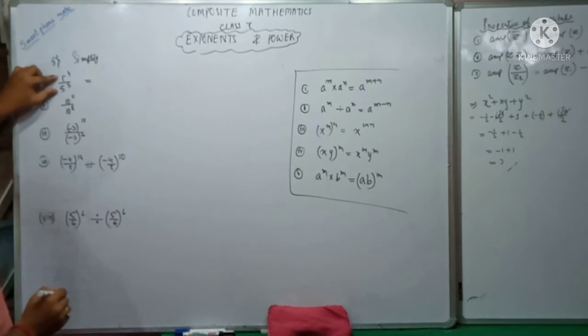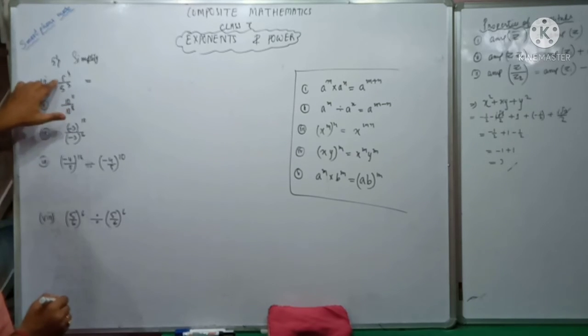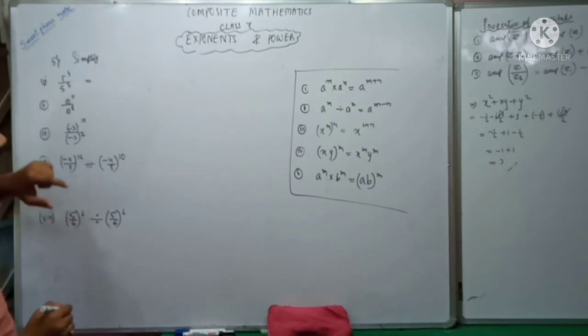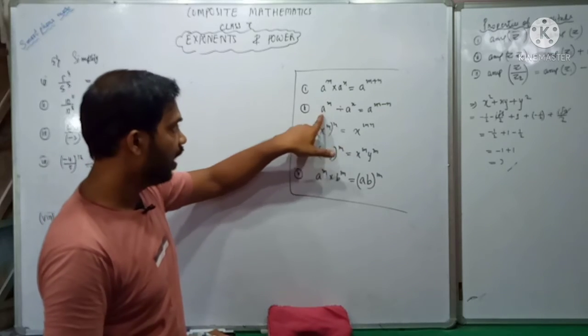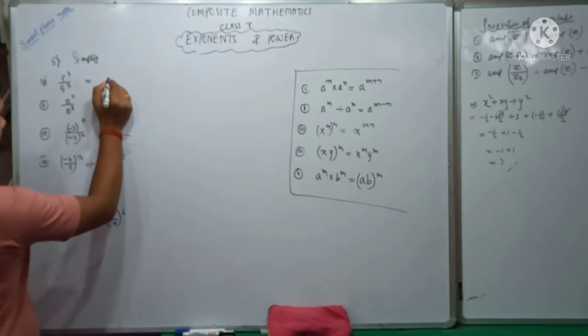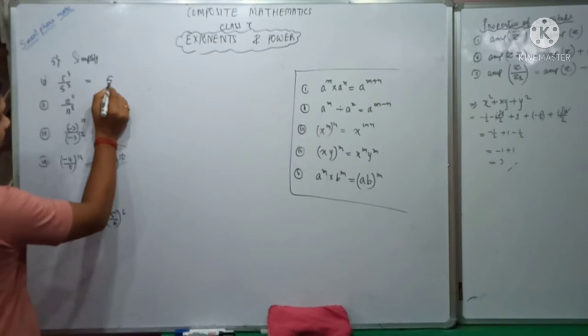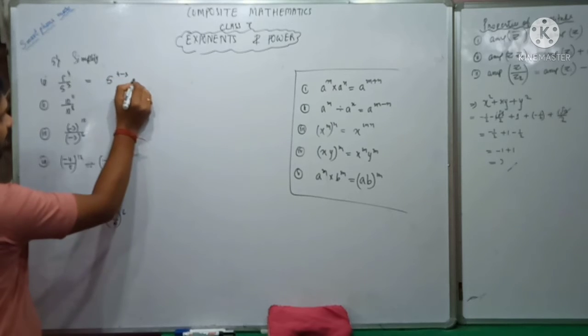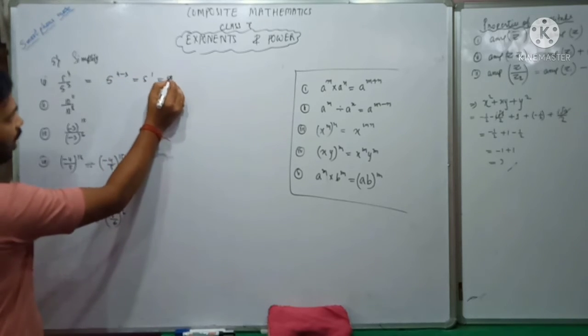You see, bases are same and divided. This is the divide sign. These are the bases. Bases are same and divided, then what will the power be? Subtracted. Okay, then the power will be subtracted. So we will write the base once and the power will be subtracted. So it is 5 power 1, which is equal to 5.